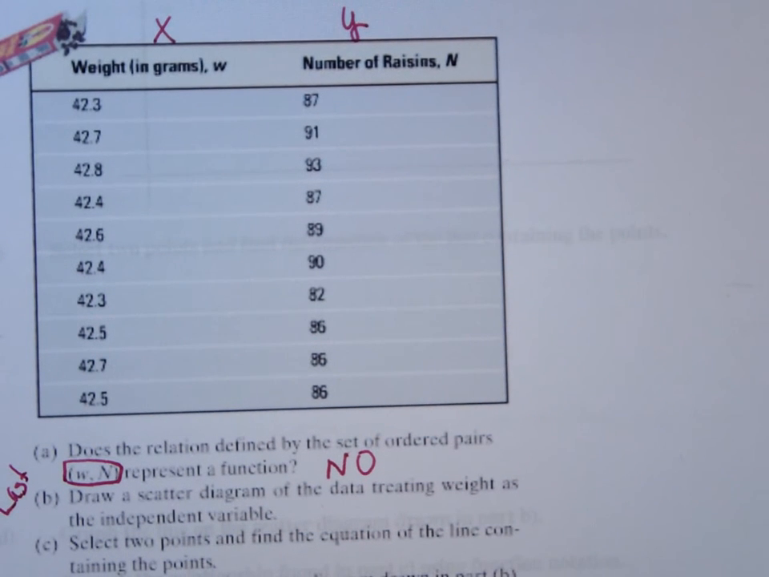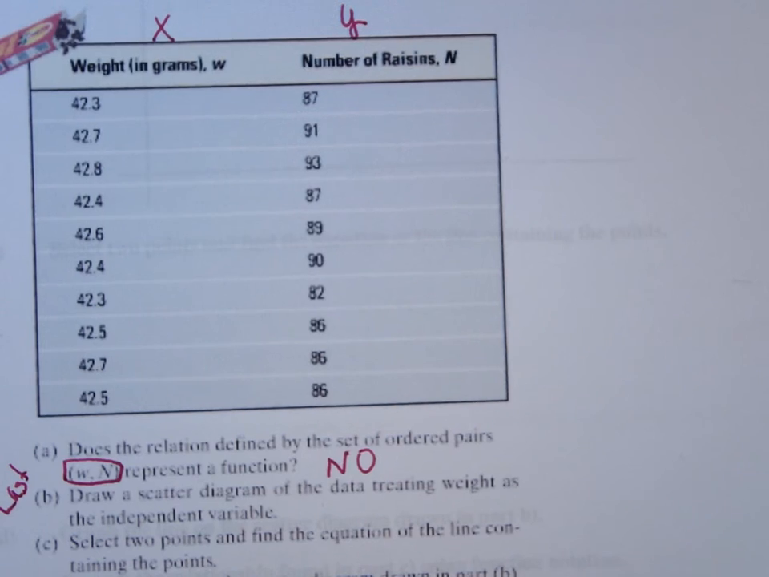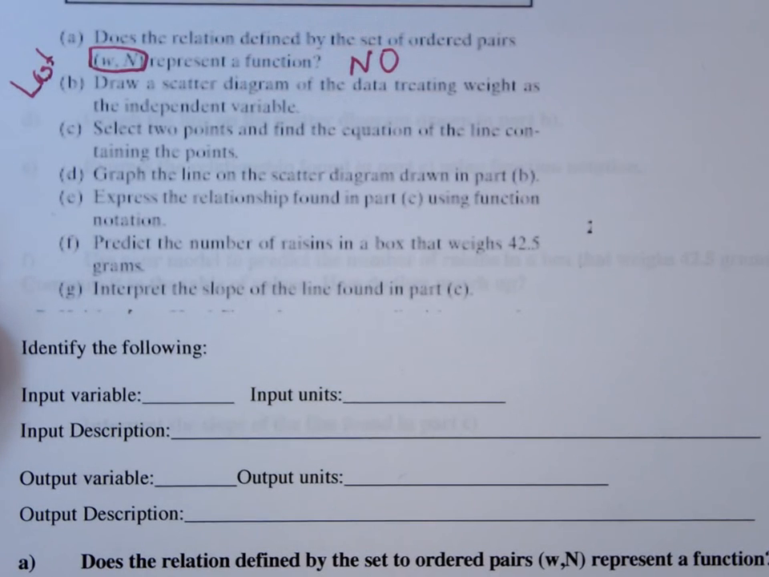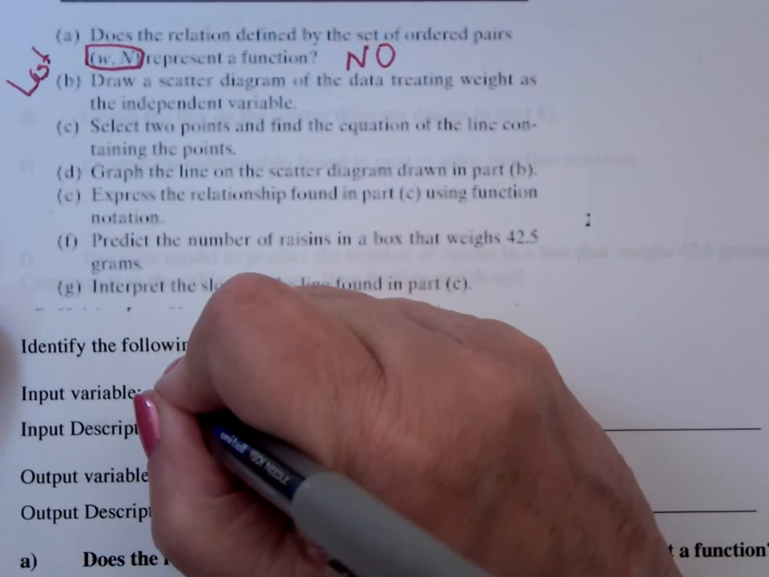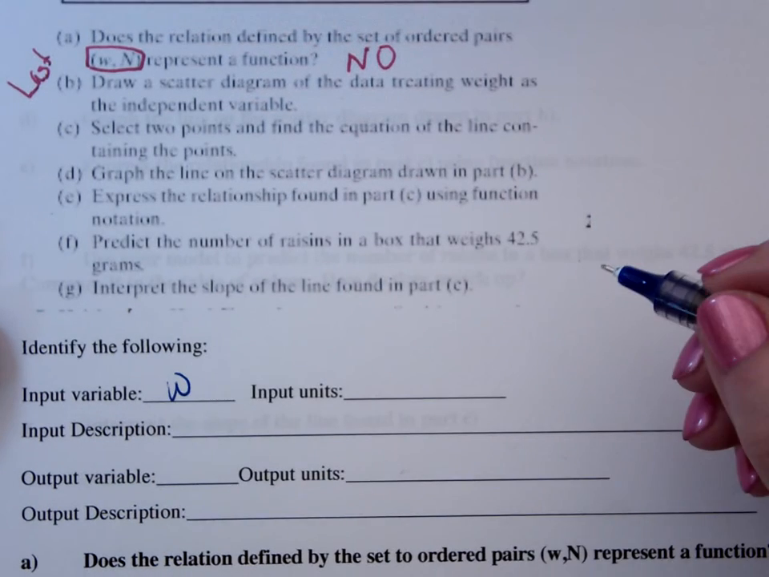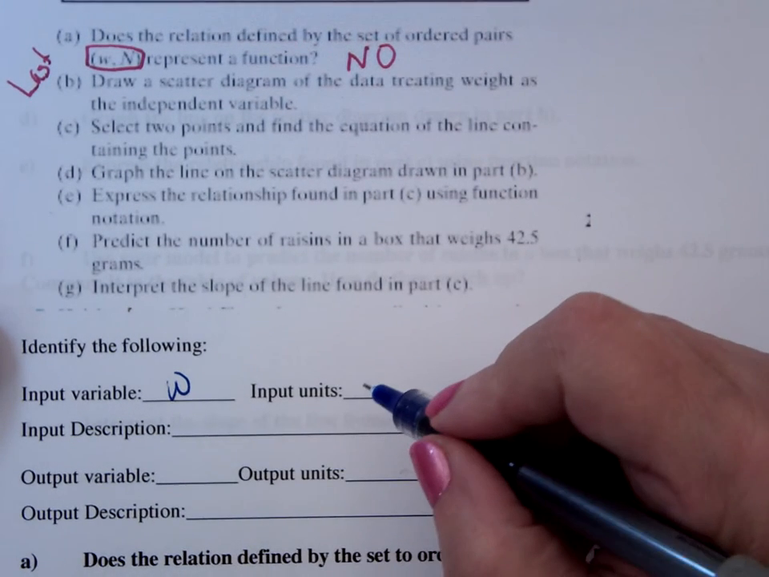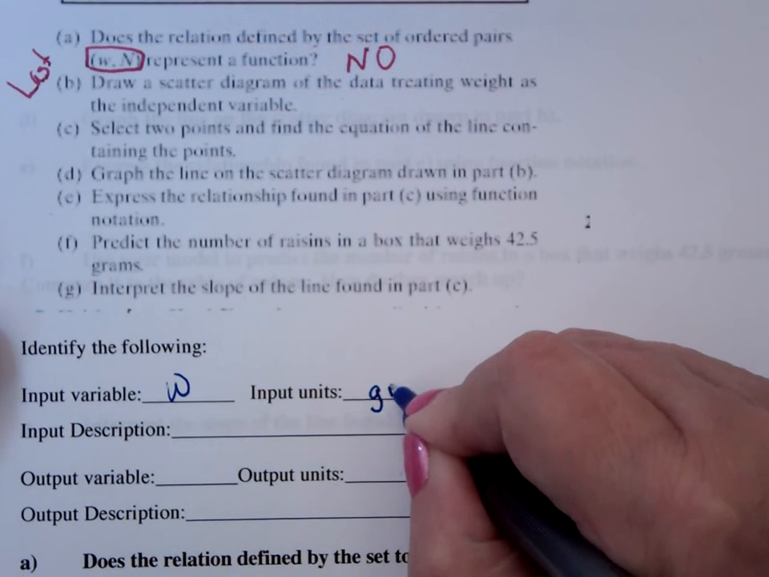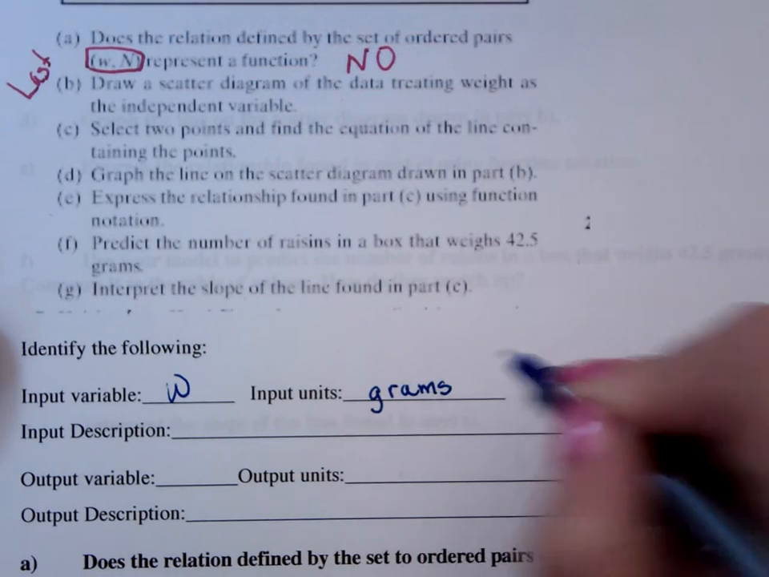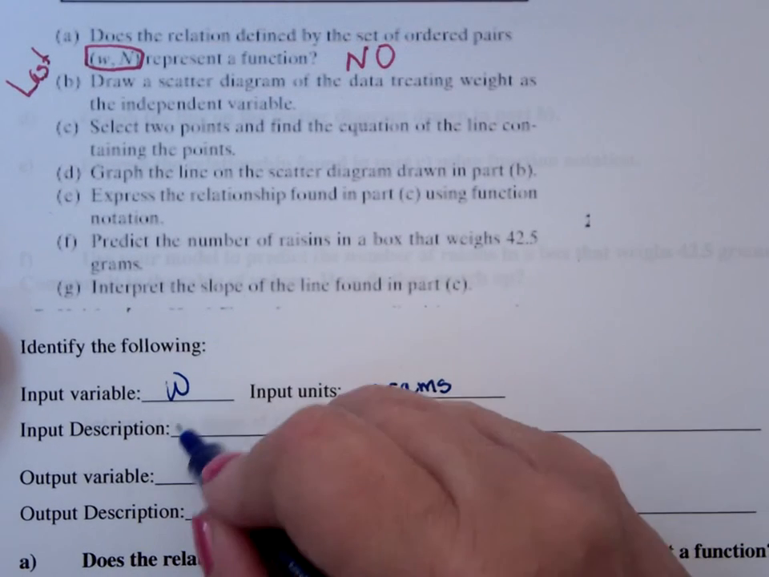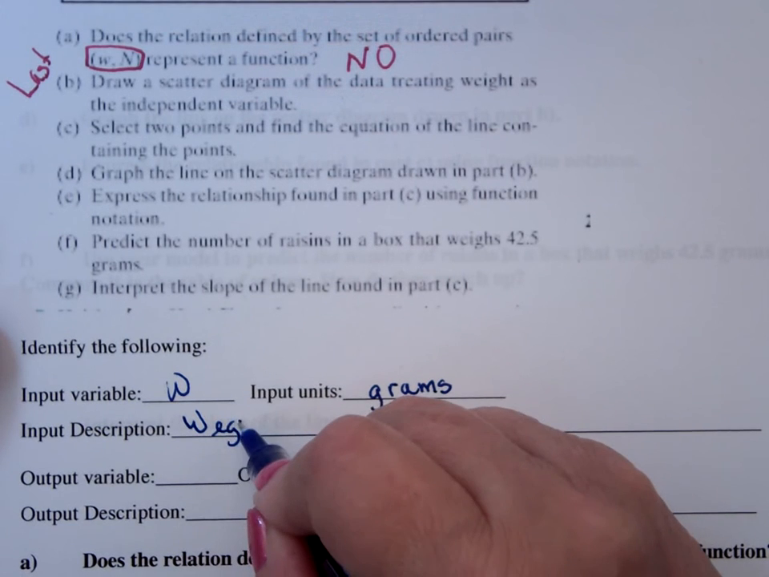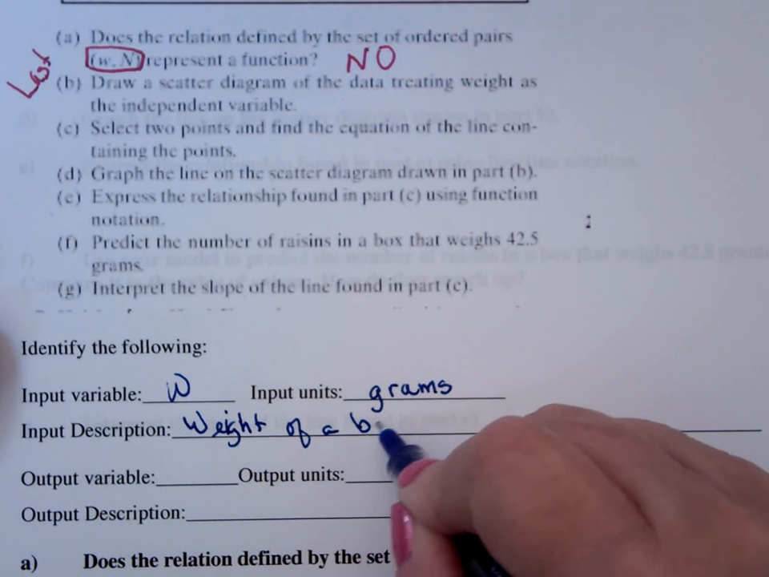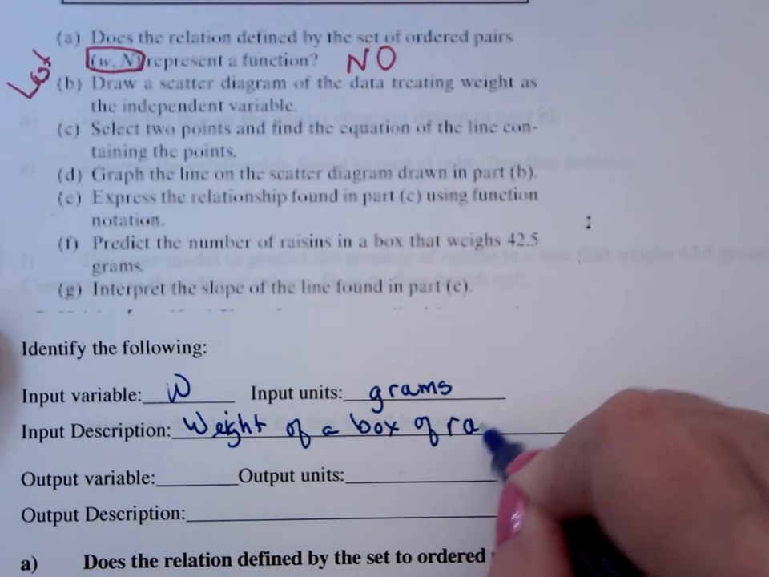So let's start with the first part down here at the bottom and define the input and the output variable. And the input variable, they say, is W. And the units is, well, it's the weight, and the weight is in what units? Grams. Okay, and then what we're looking at is the weight of a box of raisins.